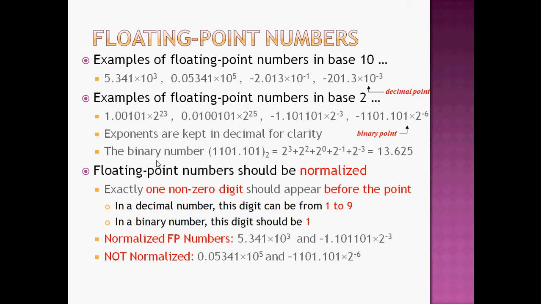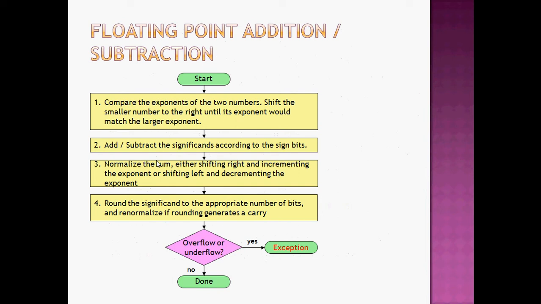Normalized floating point numbers: 5.341 into 10 to the power 3 and minus 1.101101 into 2 to the power minus 3. Not normalized numbers: 0.05341 into 10 to the power 5 and minus 1101.101 into 2 to the power 6.